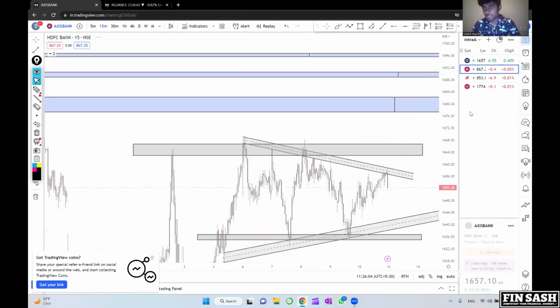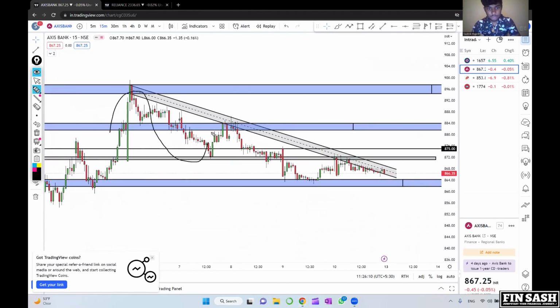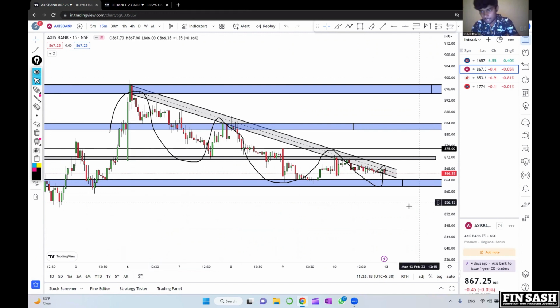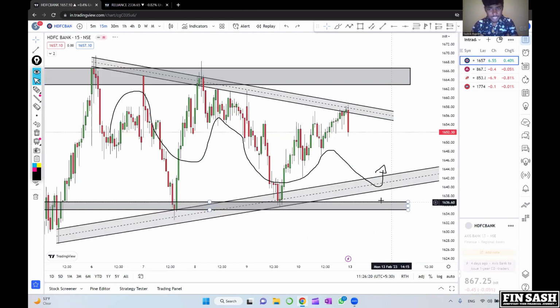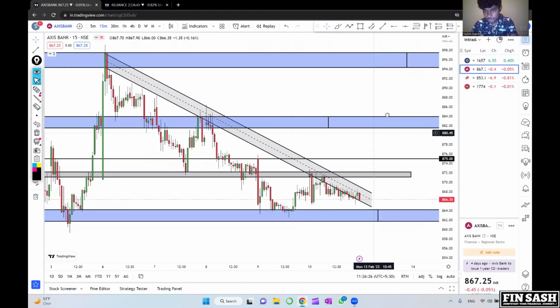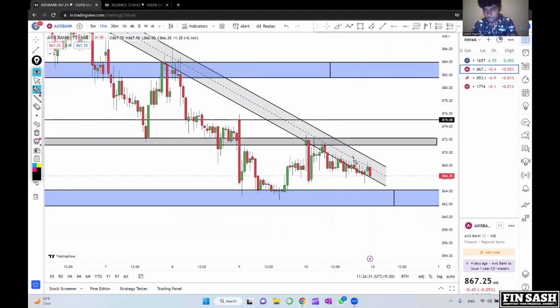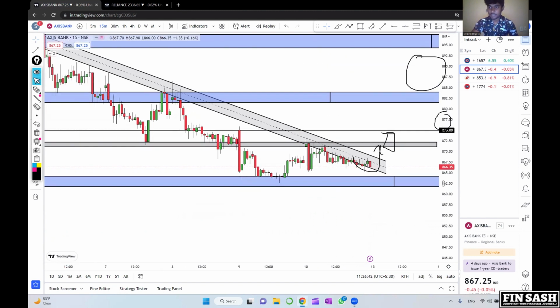All right, moving on. Axis Bank. Axis Bank has been following this trend line for a pretty long time too, since Monday. Again, I'll be taking up a bullish trade on Axis Bank. If it breaks out from this trend line and gives a closing above this zone, my first target would be 875. My next target would be this region, and my next target would be this region, right?